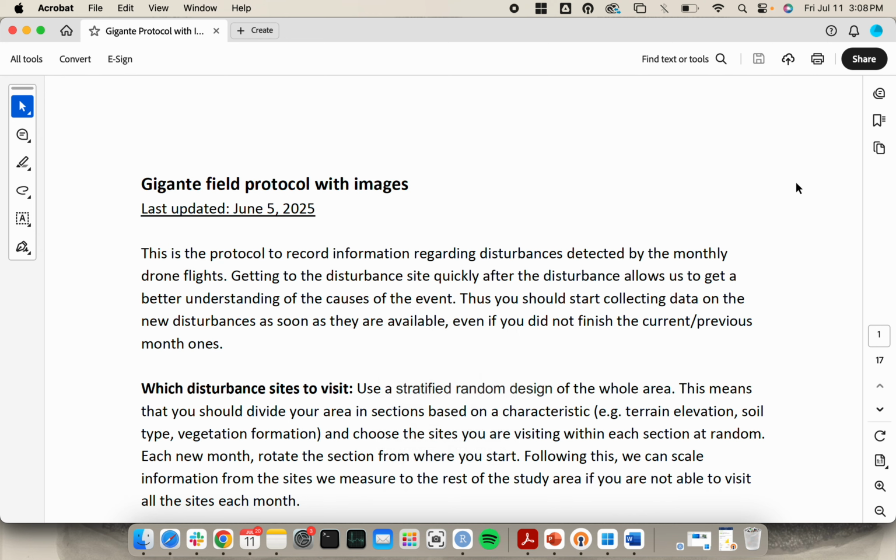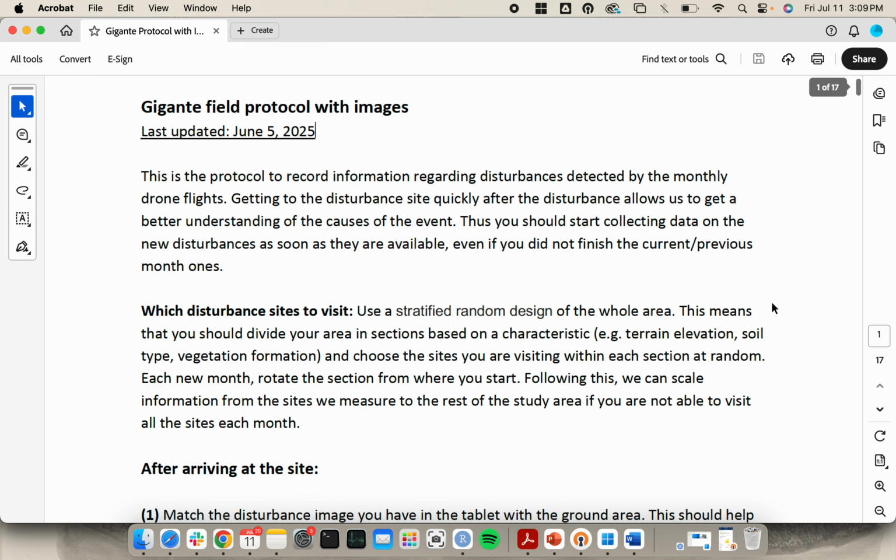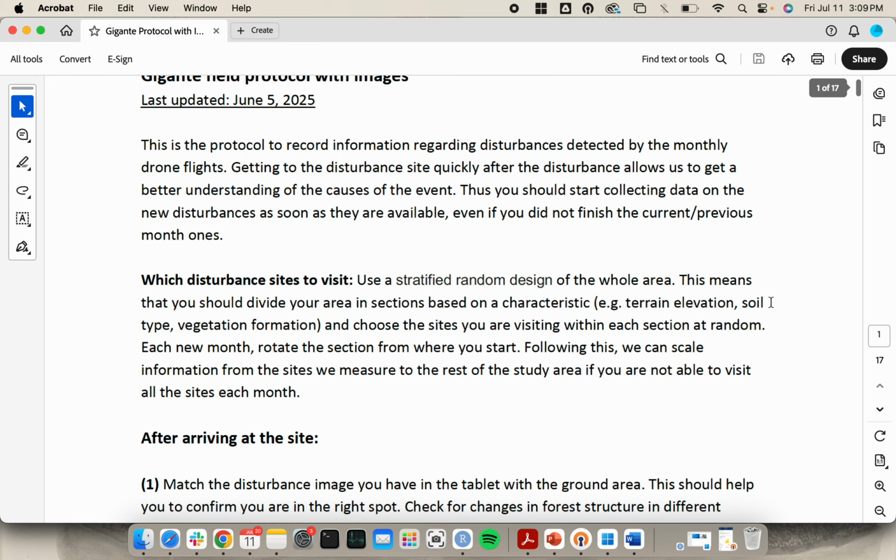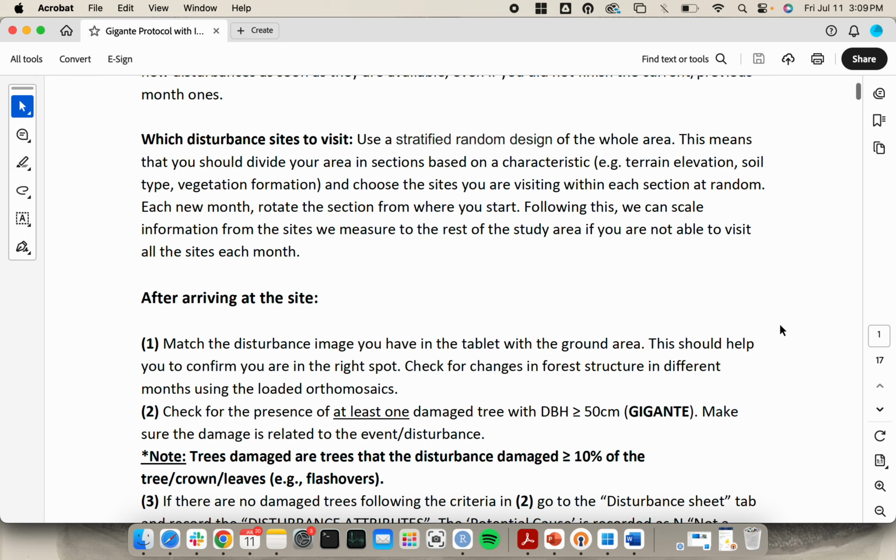This is the protocol. You already have this, but I'm going to send you this last version again, attached with this video. So basically, this video is a reminder of the protocol. If you have questions, please let me know.